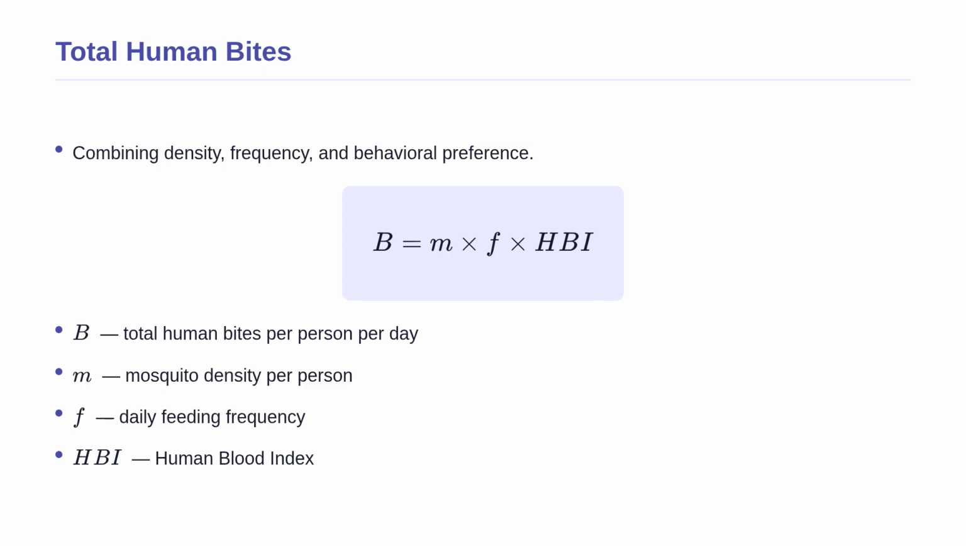If the mosquito density M increases, the total bites B will increase proportionally. This equation shows exactly why controlling mosquito populations and changing their biting habits are both critical for saving lives.